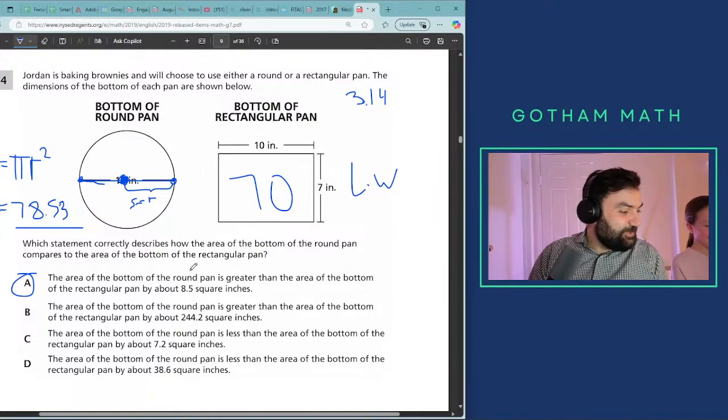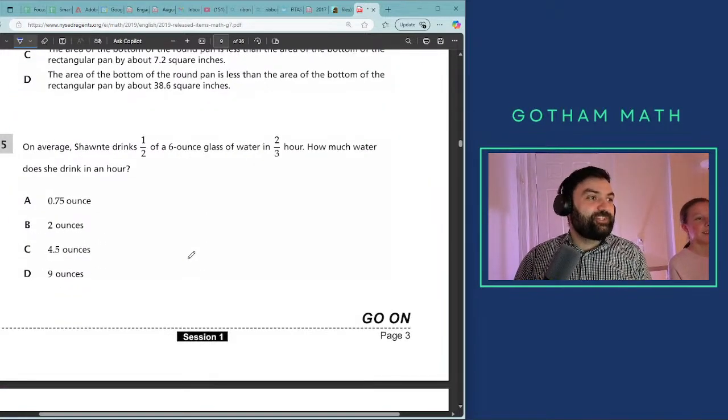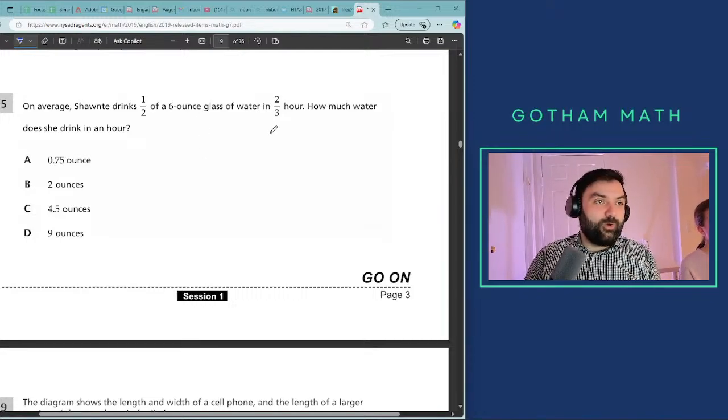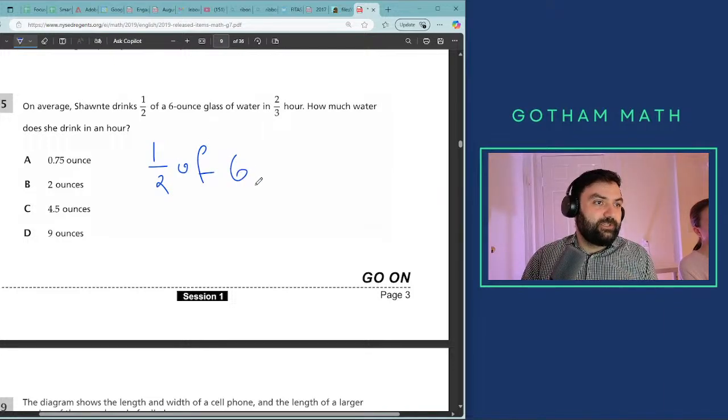Okay, the next one is going to be question number 5. On average, Shanti drinks 1/2 of a 6-ounce glass of water in 2/3 of an hour. How much does she drink in an hour? So half of a 6-ounce glass of water: what is half of 6 ounces? 3 ounces, right?